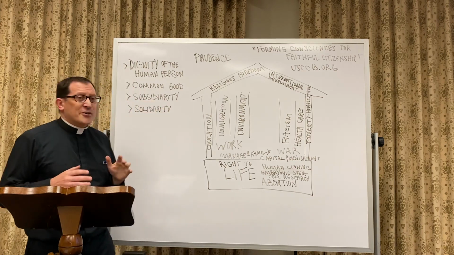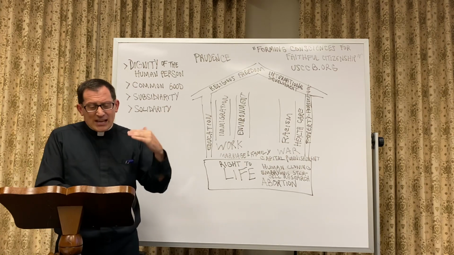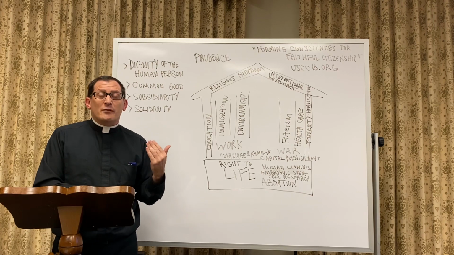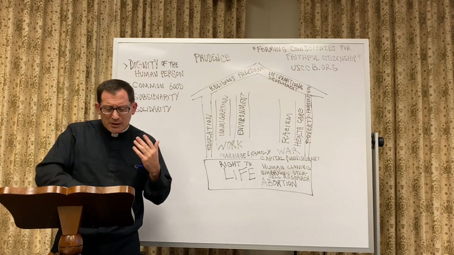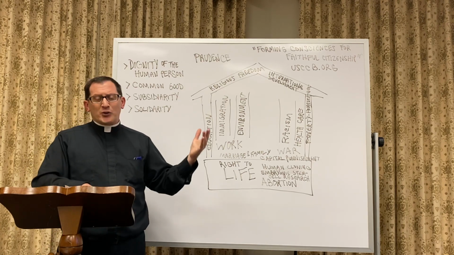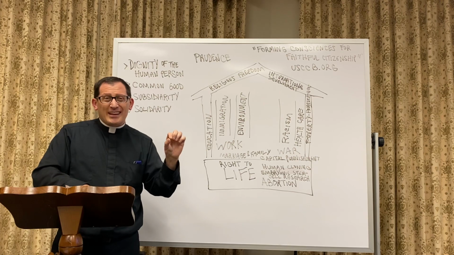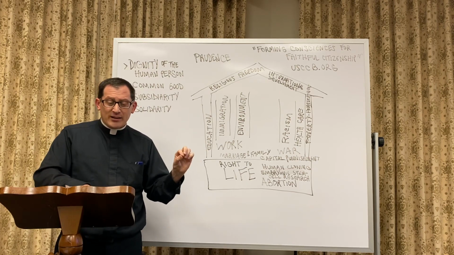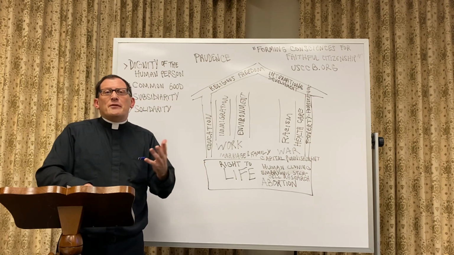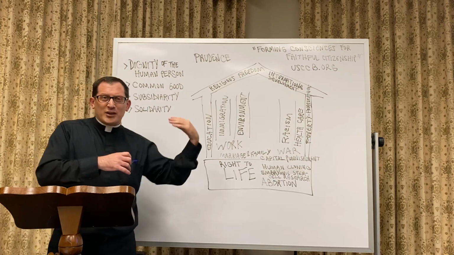Okay, subsidiarity. What does subsidiarity teach? The principle of subsidiarity is that a community of a higher order should not interfere with a community of a lower order. Let me explain that a little bit. A community of a higher order, like for example, the federal government, should not try to do something that is really the proper domain of a municipality, for example, or of the family, right? The family unit is a lower community. It's a community of a lower order.